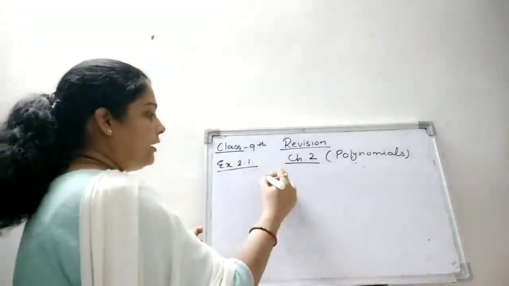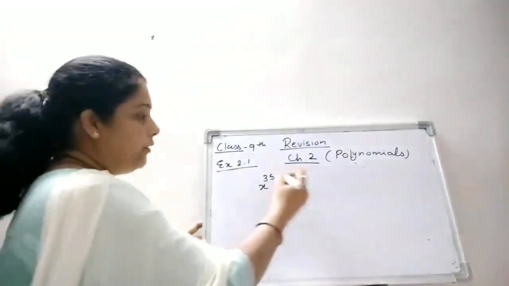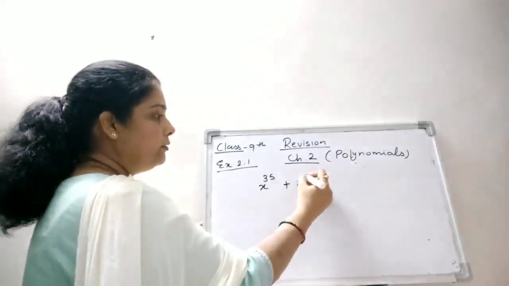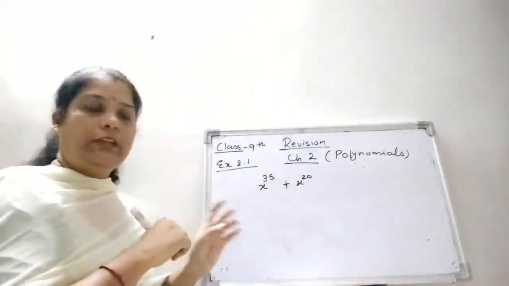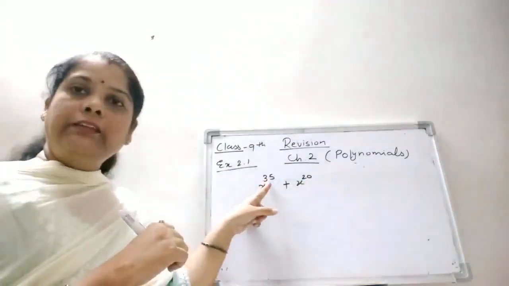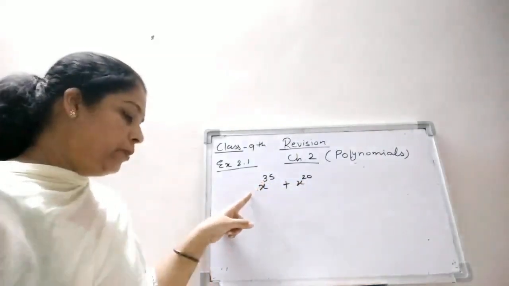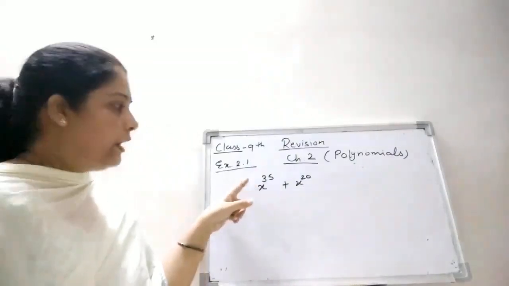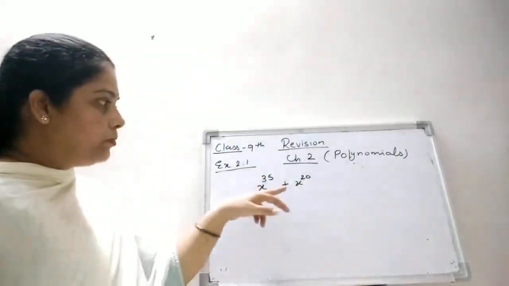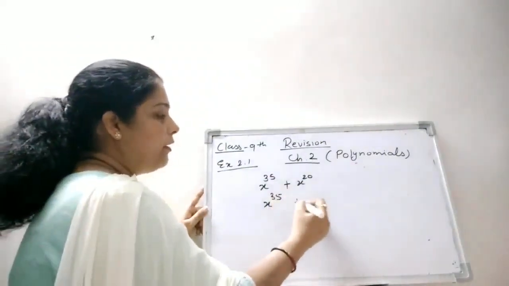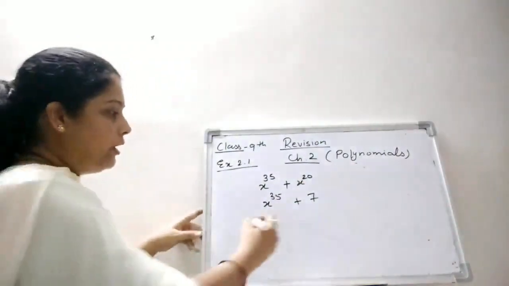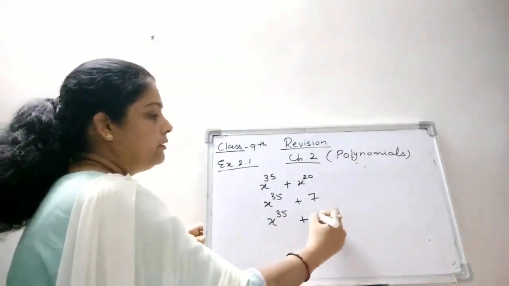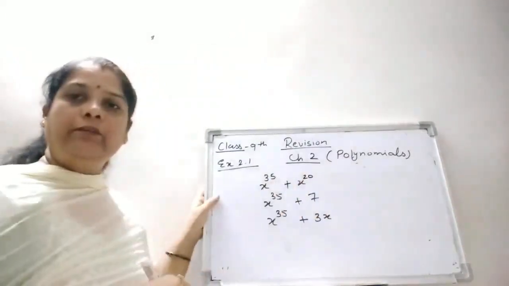Now we take x^35. And one more term we can take, x^20. The next power should be less than 35, because a binomial of degree 35 means the highest power is 35. Now we can take x^35 + 7, this also, and we can take x^35 + 3x, anything we can take.